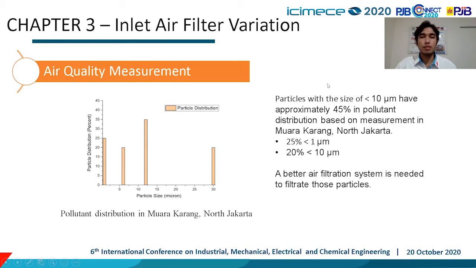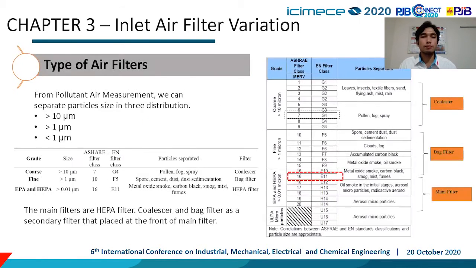Particles with a size of less than 10 micrometers have approximately 45% in pollutant distribution. The 45% consists of 25% for the particles less than 1 micrometer and 20% for the particles less than 10 micrometers. So a better air filtration system is needed to filtrate those particles. For the type of air filters, we can separate particle size in 3 distributions. We might use the coalescer, bag filter, and HEPA filter in this type of filters.